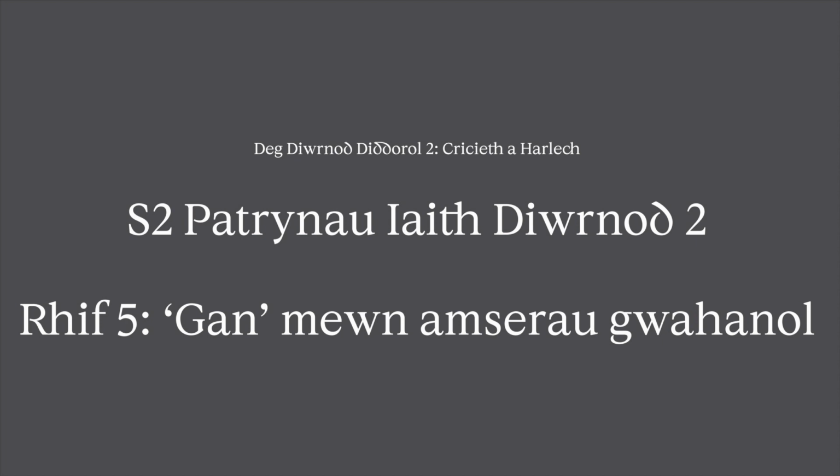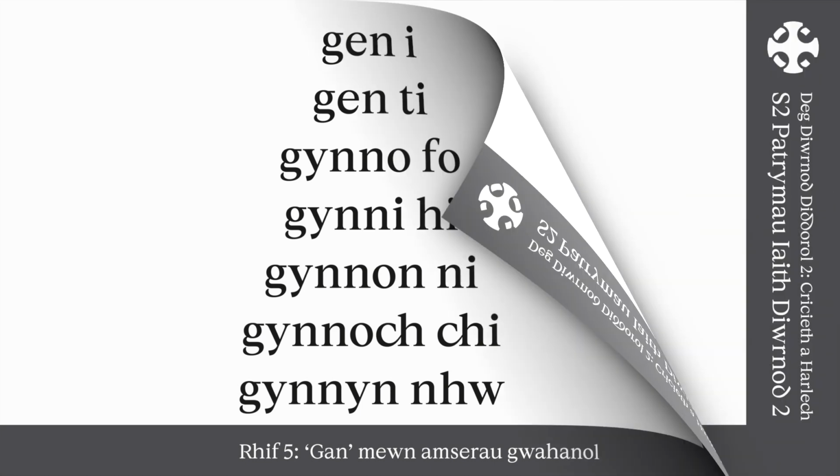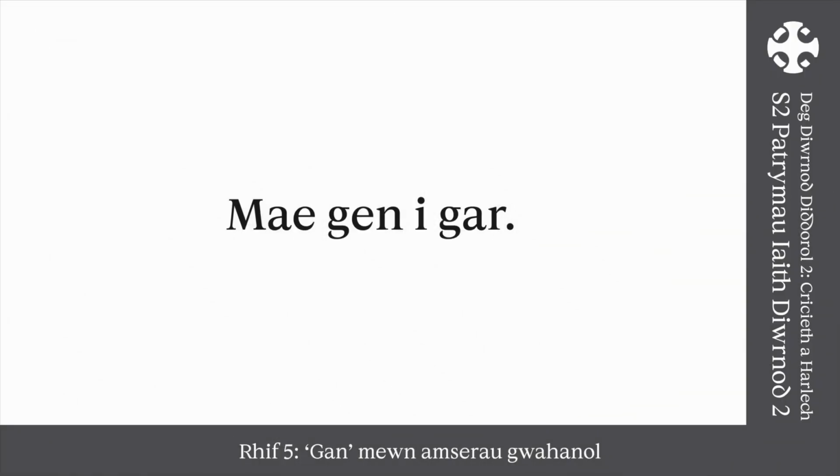Number 5. Gan, mewn amserau gwahanol. Gan, possession, in different tenses. The word gan can be conjugated for different people like this. Gen i, gen ti, gynno fo, gynni hi, gynnon ni, gynnoch chi, gynnyn nhw. And they all cause a soft mutation to the word that follows. The word gan, when used with the verb bod, to be, indicates possession, something that you actually have.